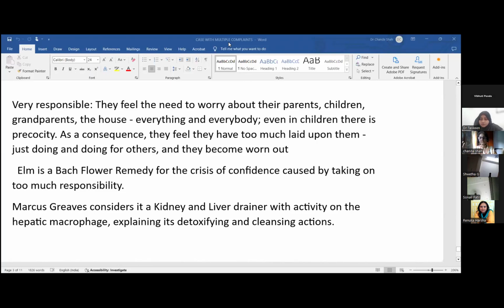This guy is taking up responsibility, but he's not able to cope with it. Whereas responsibility will come easily to Aurum. On his own, he'll take up responsibility and he'll be successful in it. So this patient is not Aurum. Like this, if you see the inner edge of the patient, you can give a good remedy.